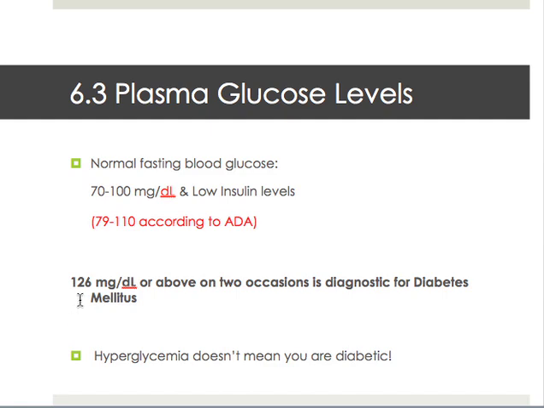Know this though, clinically speaking, 126 milligrams per deciliter or above on 2 separate occasions is enough to diagnose diabetes mellitus. Hyperglycemia doesn't mean you're diabetic though. A lot of times we can become temporarily hyperglycemic, especially in periods of stress.